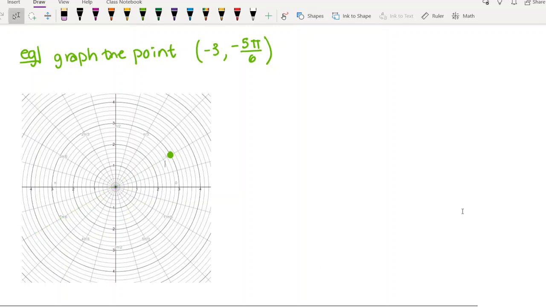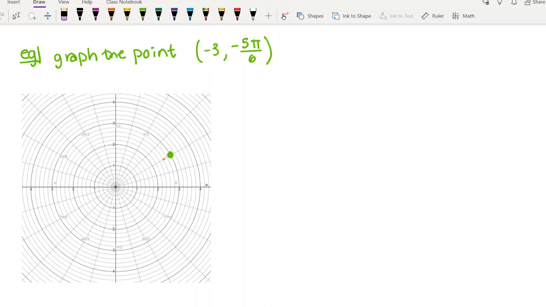Okay, so one thing that you might notice is that for all of these points we graphed, there are different ways that you could have described each point. For example, the point that we have here, instead of describing it as negative 3, negative 5 pi over 6, you actually could have said positive 3, positive pi over 6, right? Because if you were to go to an angle of pi over 6 in the positive direction and go a distance of 3, that would give you the same point.